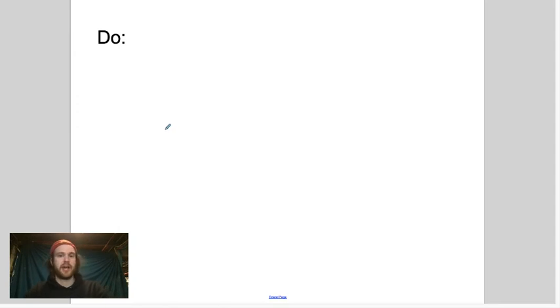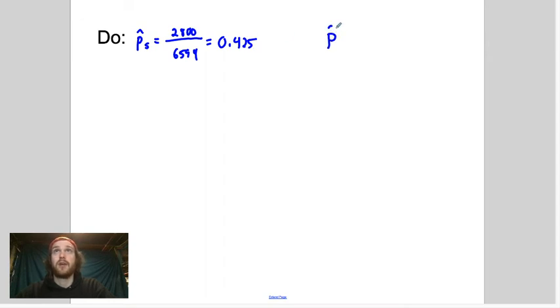Now we have to do the math. Okay, a couple of things we have to calculate. First, I'm going to do p-hat for Spain. The fatality rate for Spain is equal to 2,800 divided by 6,594, which is 0.425.